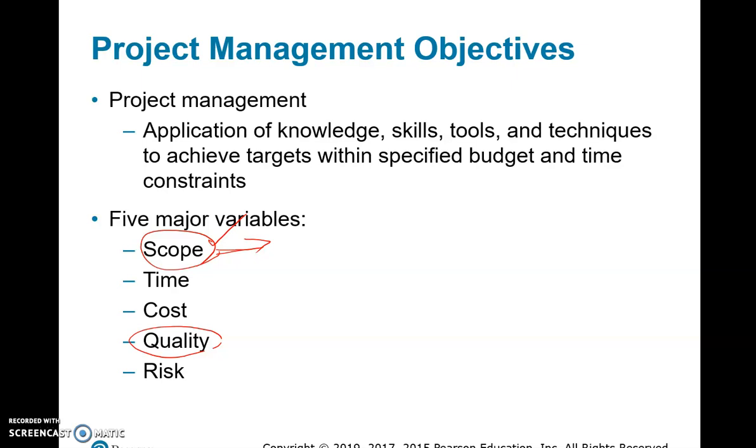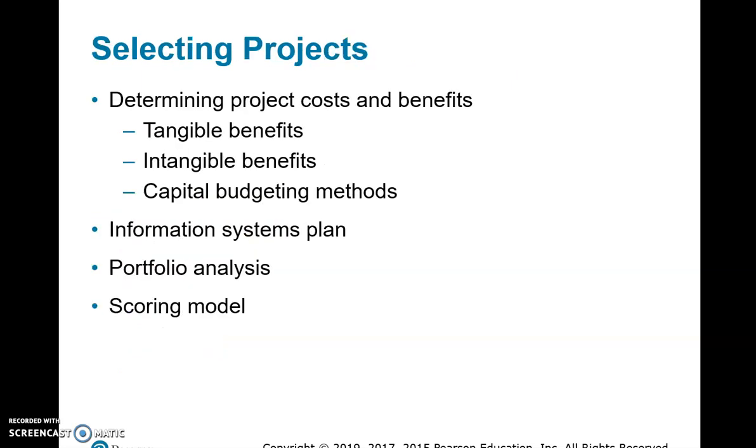Risks are there in every project. Every project has simple risks to complex risks. And these risks have to be taken into consideration. These risks can be a detriment to you if you do not look at them right from the beginning. So risk is a major variable in project management objectives.